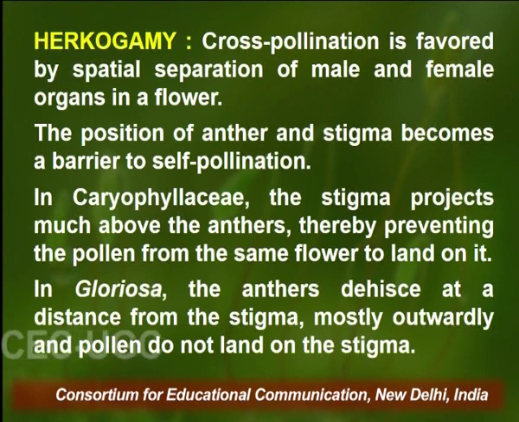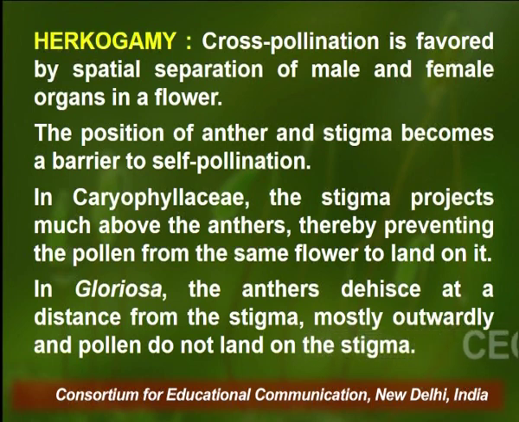Third phenomenon is hercogamy. Cross pollination is favored by spatial separation of male and female organs in a flower. Now, spatial separation means that they occupy different places in a flower. The position of anther and stigma here becomes a barrier to self-pollination. In Caryophyllaceae, the stigma projects much above the anthers.